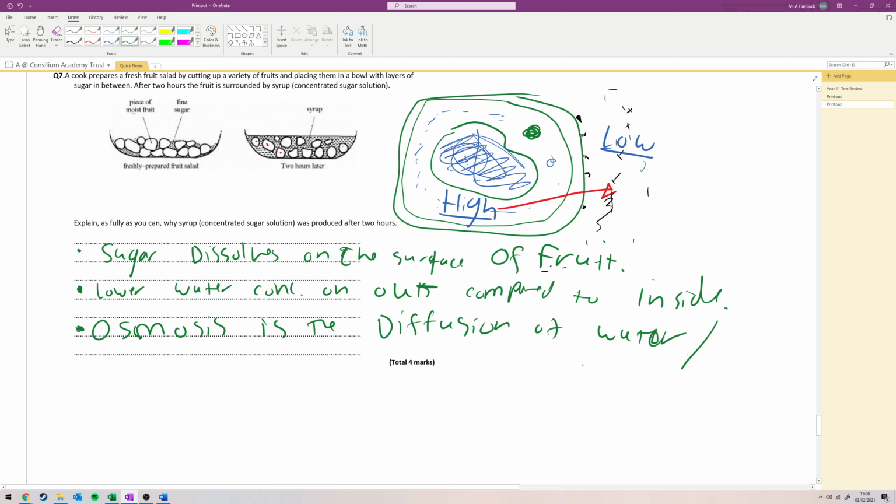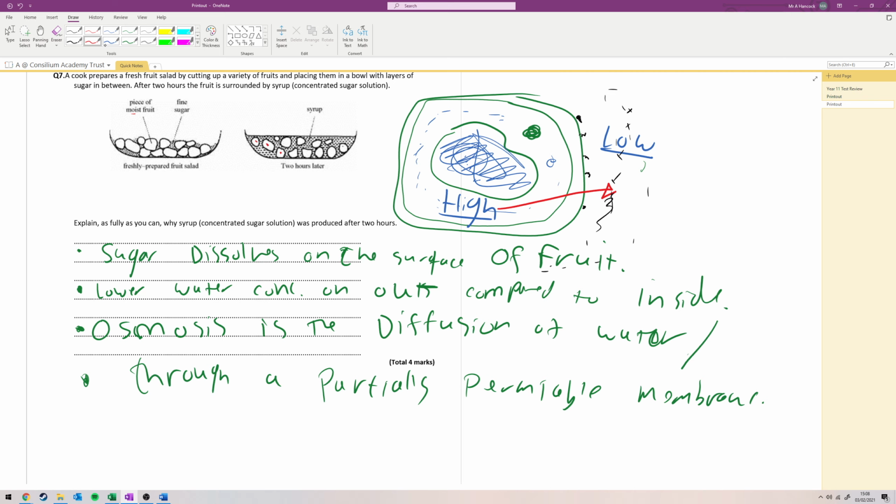The sentence gets cut here because the second mark is for saying through a partially permeable membrane. So be careful about this definition, because water can diffuse. If I got a glass of just juice, as in Ribena or Robinson's or whatever, and then I put in a blob of water, that water will diffuse and eventually it will spread out.